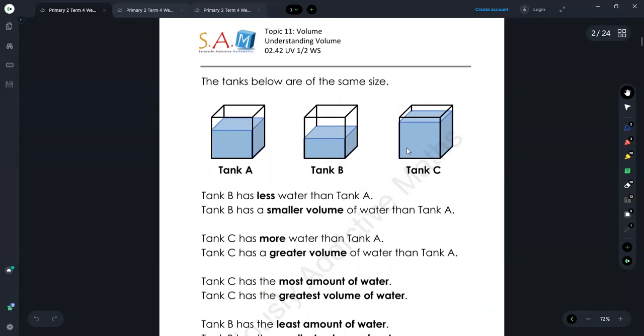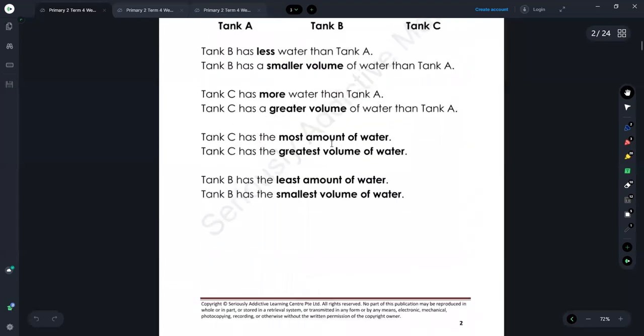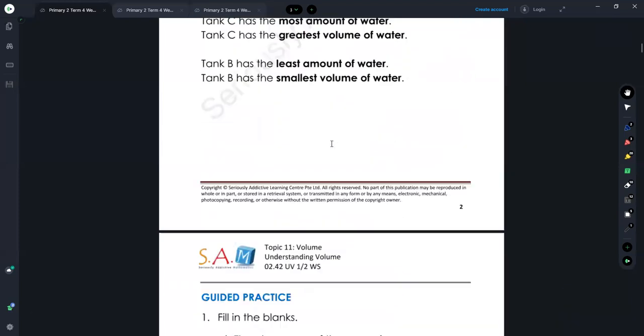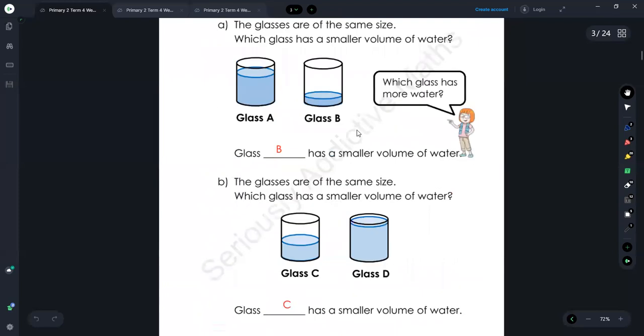So again, ask them whether the containers are the same size, whether the tanks are the same size. If the tanks are the same size, then they only need to look at things like the depth here. This is important because they'll be dealing with containers that are of different sizes later.